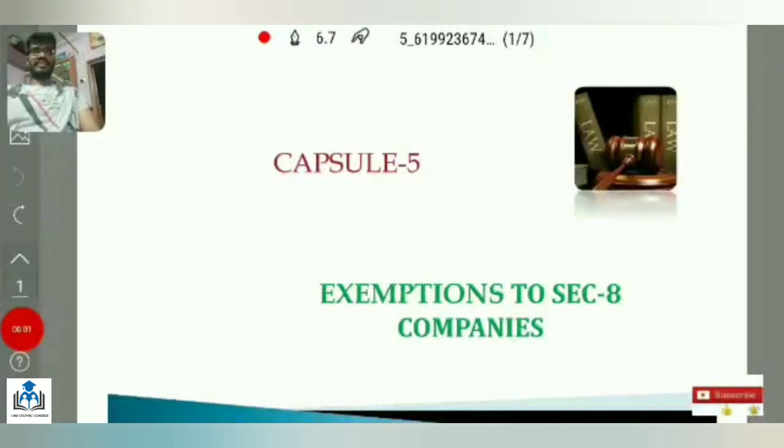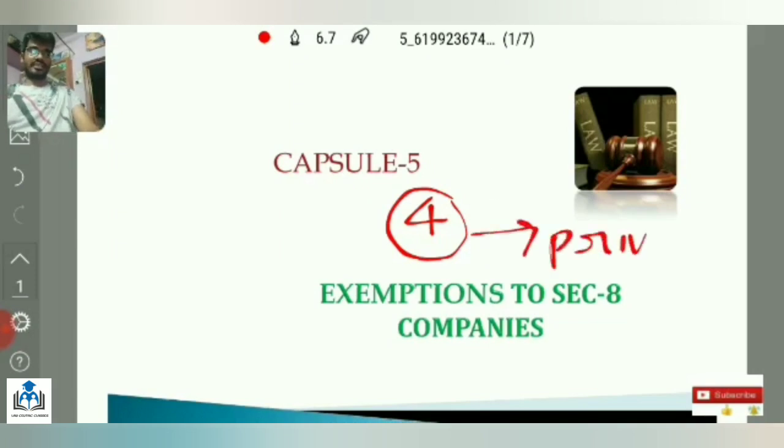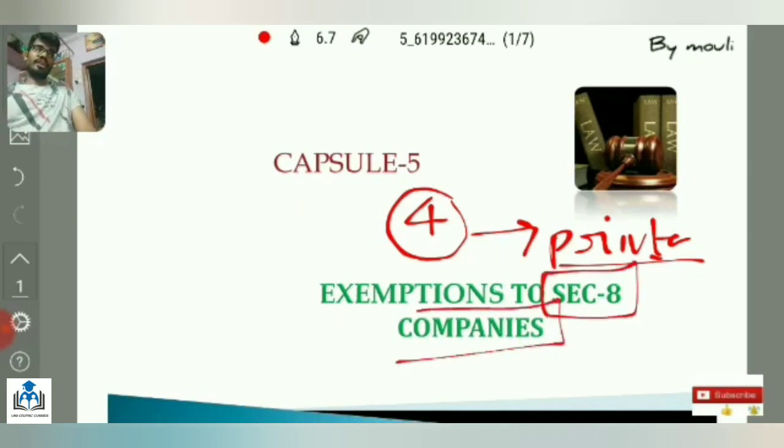Hi guys, in our previous capsule, capsule number 4, we discussed the exemptions relating to private companies. Now in this capsule we are going to discuss the exemptions relating to Section 8 companies. Before going into the topic, let us know what Section 8 companies are.